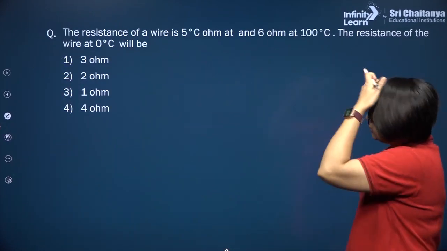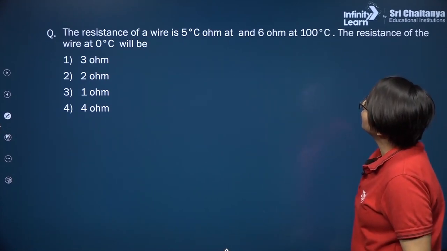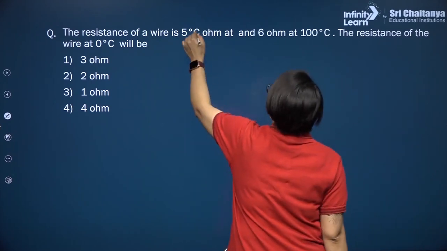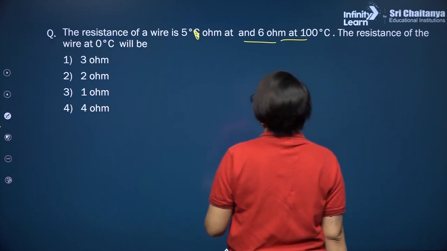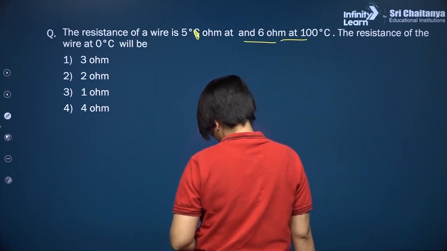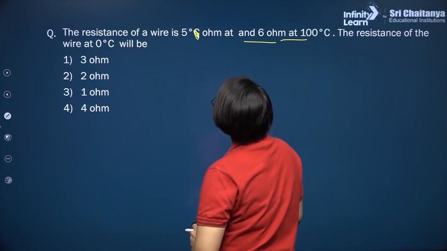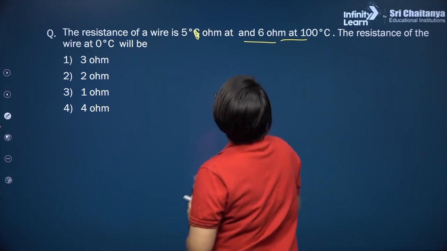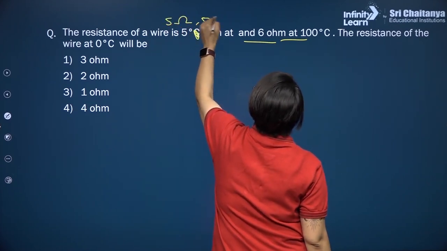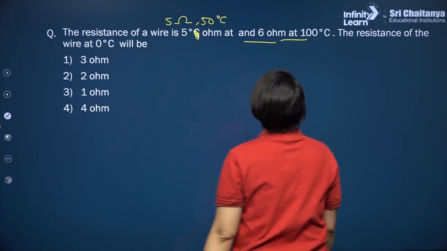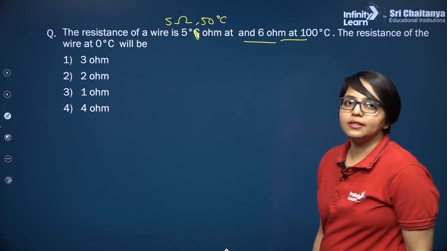Next is this one. The resistance of a wire is 5 ohm and 6 ohm at 100 degrees Celsius. Okay. Basically, there's something missing over here. I think the data is this: the resistance of the wire is 5 ohm at 50 degrees Celsius and 6 ohm at 100 degrees Celsius. What is the resistance at 0 degrees Celsius?